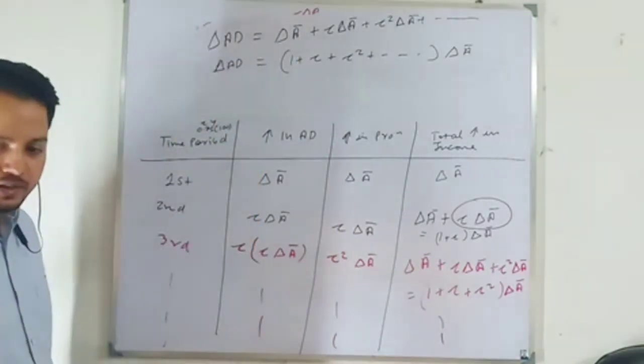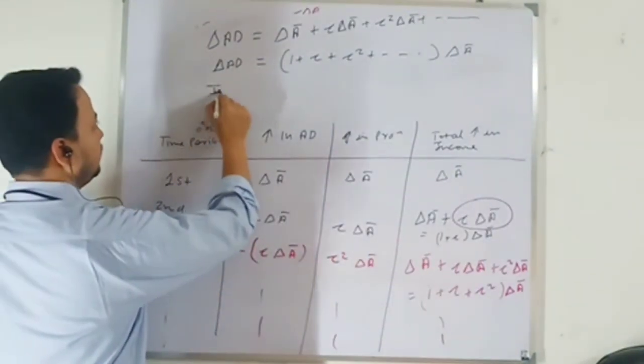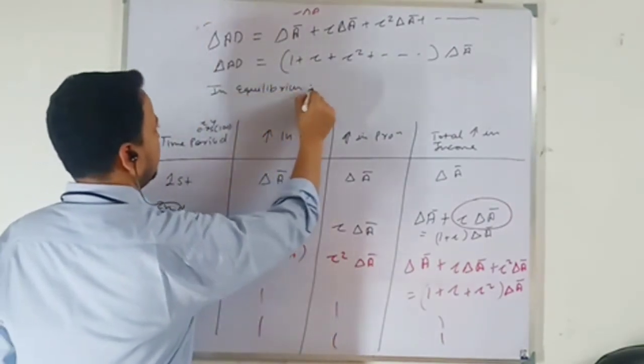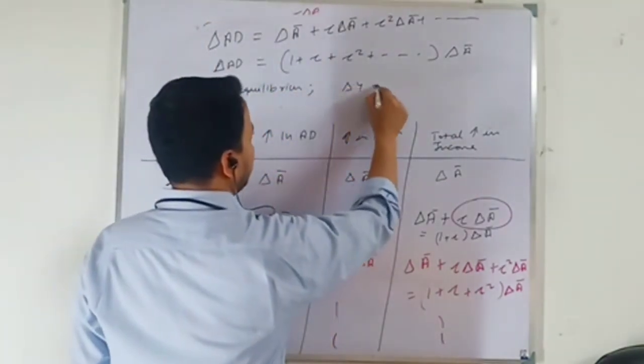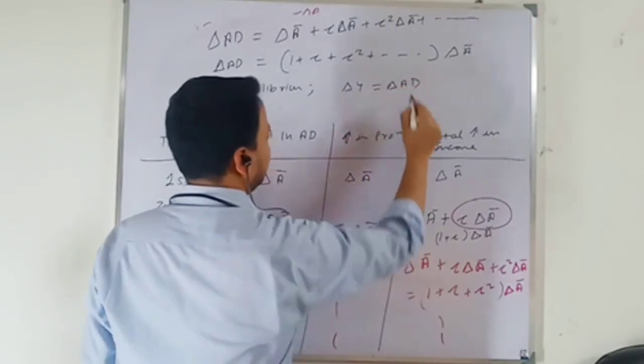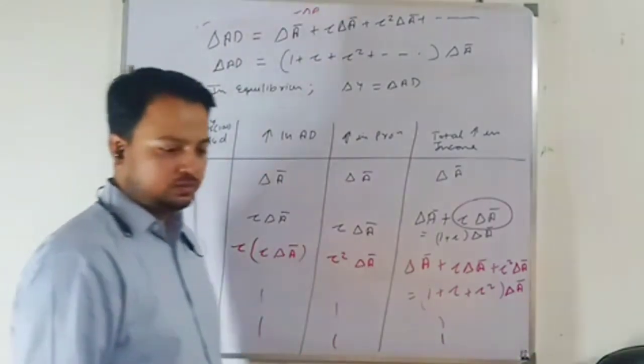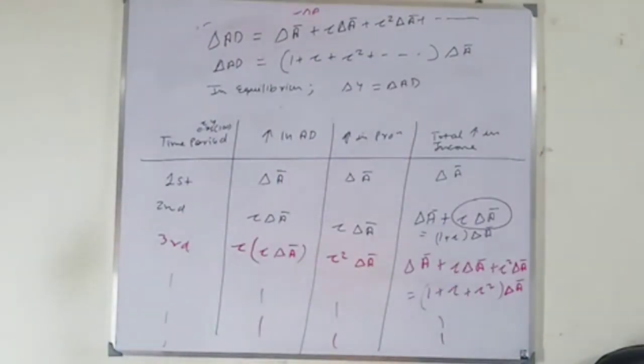In equilibrium, change in income must be equal to change in aggregate demand. Everyone agree? In equilibrium, change in income must be equal to change in aggregate demand.